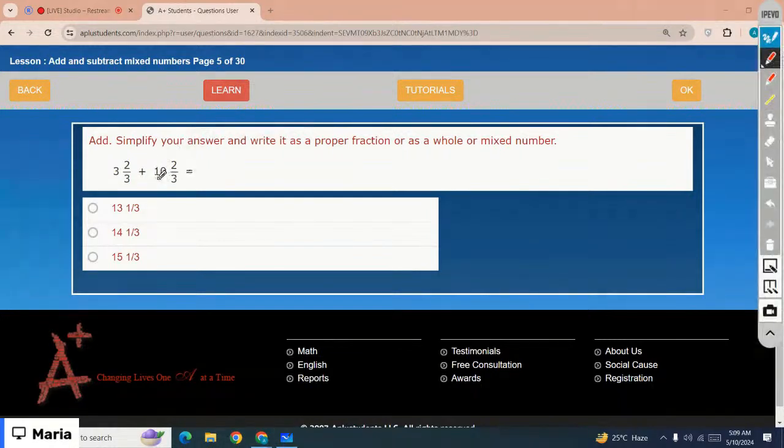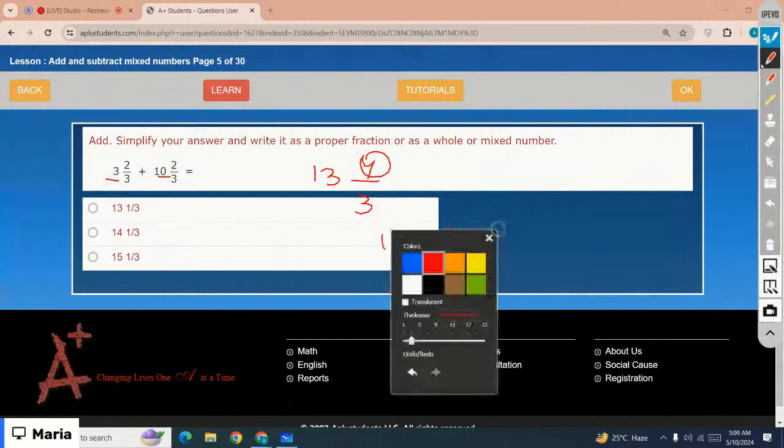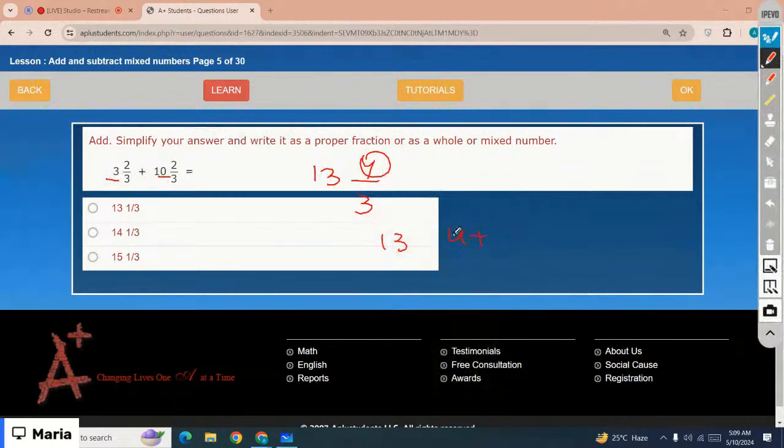When you add like this, 10 plus 3 is 13, 13 whole 4 over 3, but you cannot write a numerator greater than the denominator, right? So you need to rewrite this fraction. How? 4 over 3 is 3 plus 1 over 3. That is 13 whole 4 over 3. So just rewrite this fraction, right? You can write it as 3 plus 1 over 3. So that is 13 plus 3 over 3 plus 1 over 3.